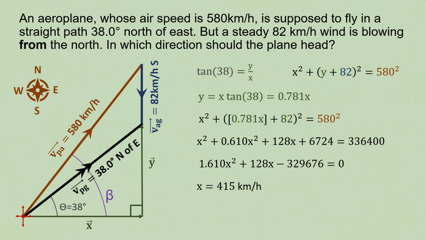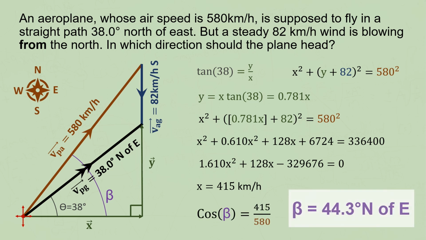There'd be several ways to get the answer from here, but I'm just going to use cosine on the larger triangle to get 44.3 degrees north of east. Compared with the first method, there is more rounding here, so this answer is probably slightly less accurate, but it would be perfectly acceptable in AP Physics and most other high school courses.